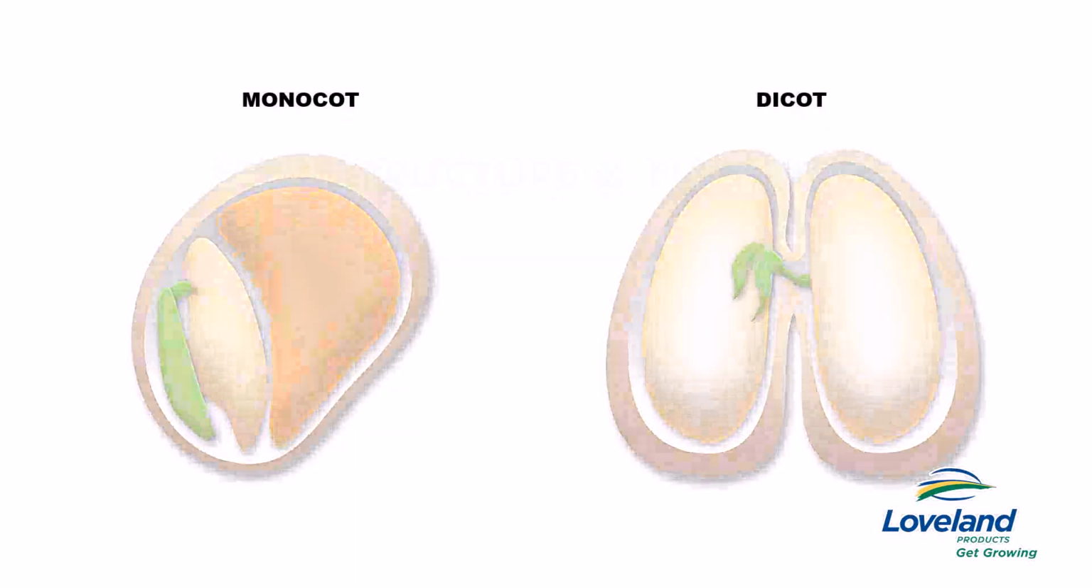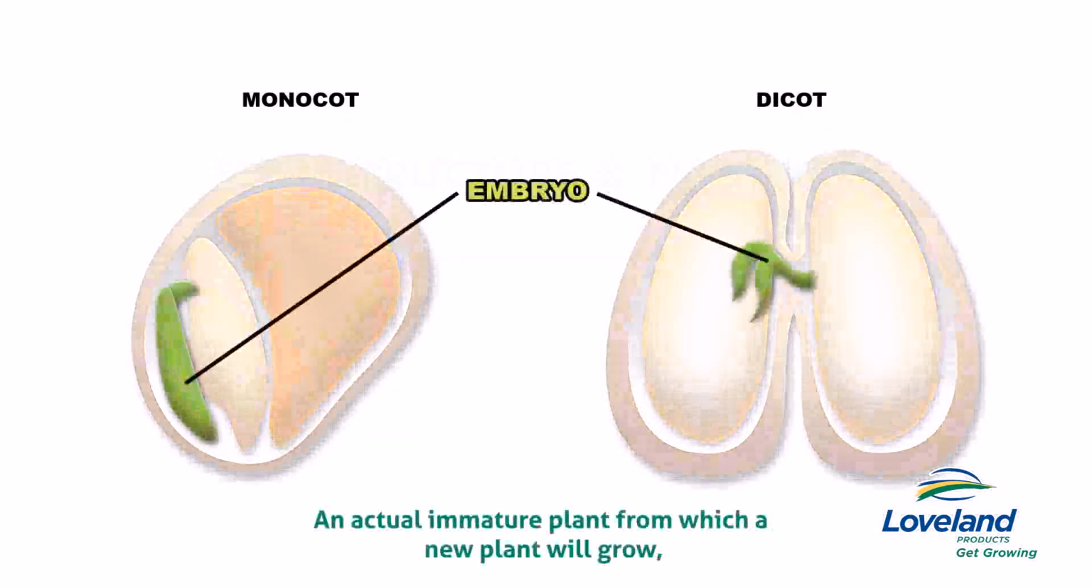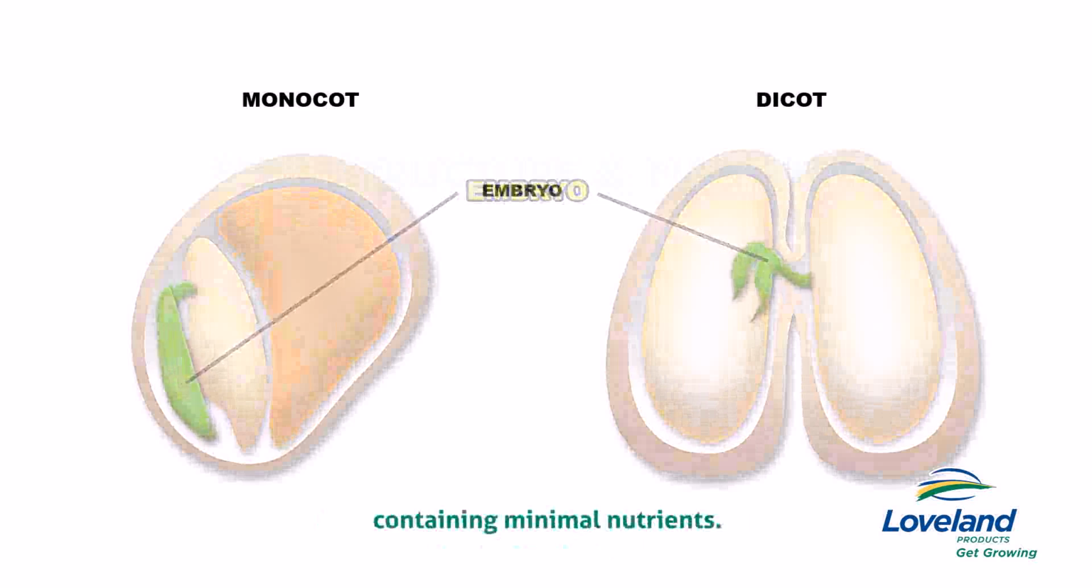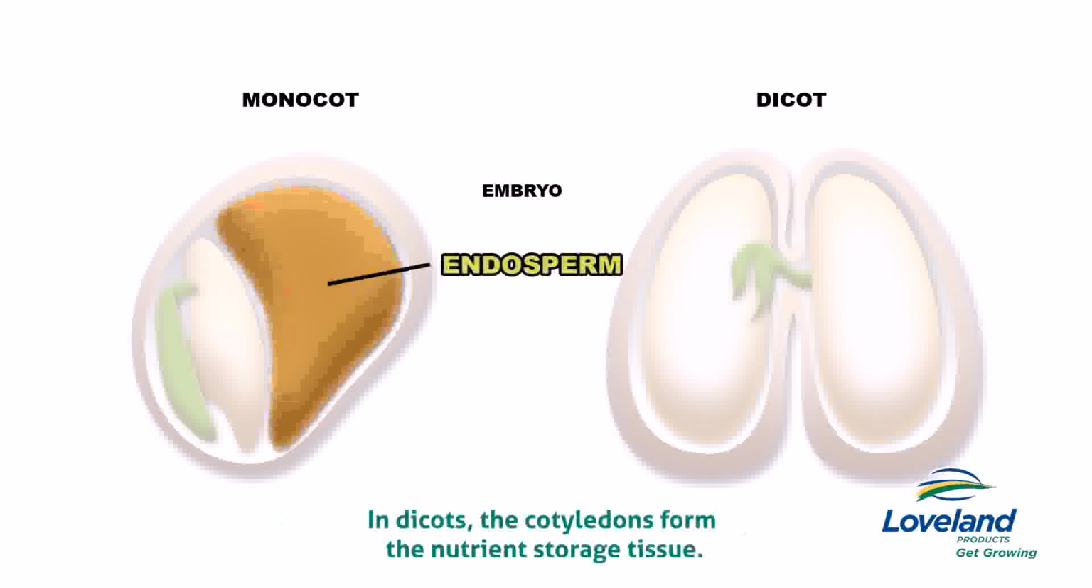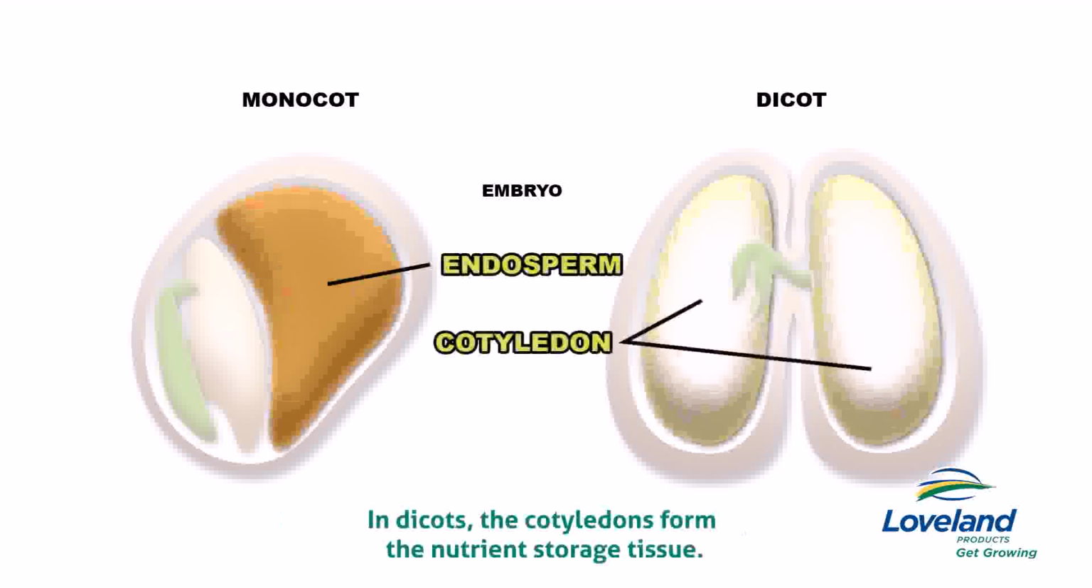Seed structure and function. Embryo, an actual immature plant from which a new plant will grow, containing minimal nutrients. In monocots, food is stored in the endosperm. In dicots, the cotyledons form the nutrient storage tissue.